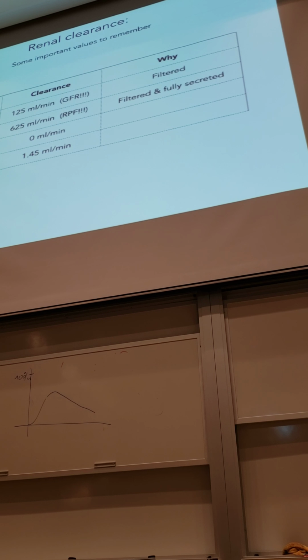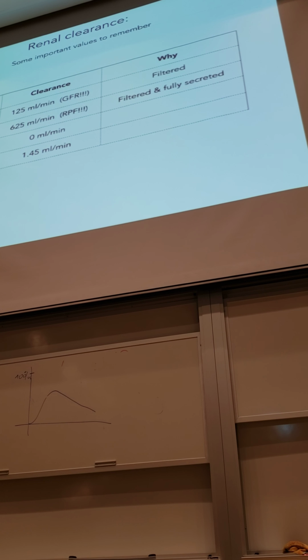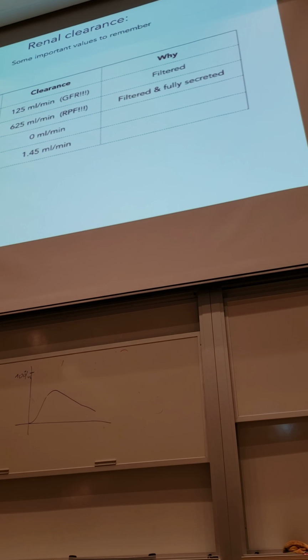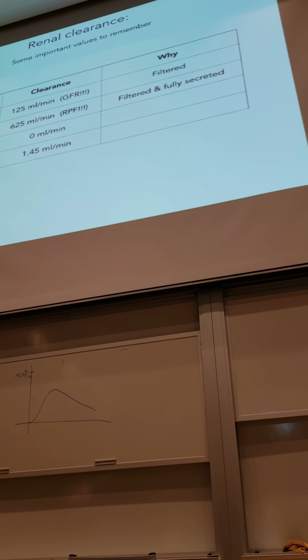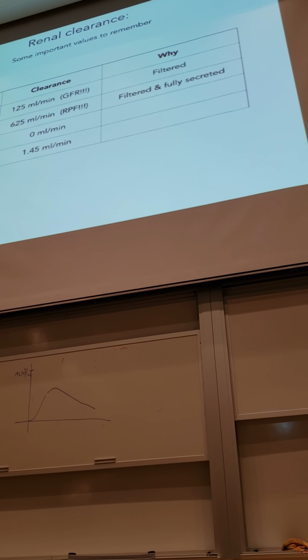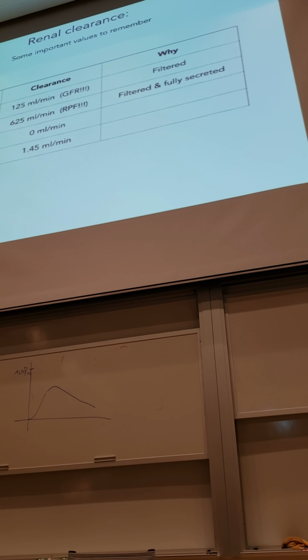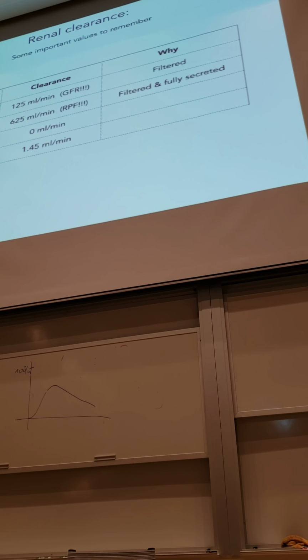Okay. PAH is a substance, also exogenous, something like inulin we'd have to inject you with. But its clearance is equivalent to the renal plasma flow. Okay, so these are important values to know. Understand why these substances are useful in determining clearance. Okay, why they're useful in determining clearance for GFR or for renal plasma flow.